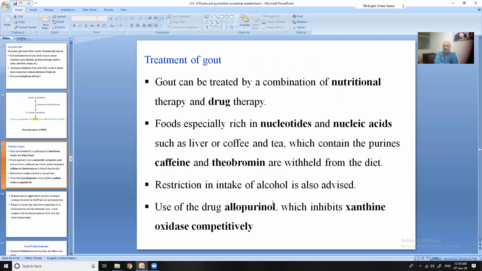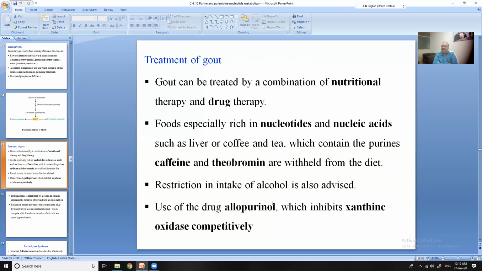It is the treatment of gout. Gout can be treated by a combination of nutritional therapy and drug therapy. Foods especially rich in nucleotides and nucleic acids, such as liver, or coffee and tea, which contain the purines caffeine and theobromine, are withheld from the diet. Okay, we are not giving any nucleotide or nucleic acid such as liver or coffee and tea. It is all stopped, which contains the purines, right?